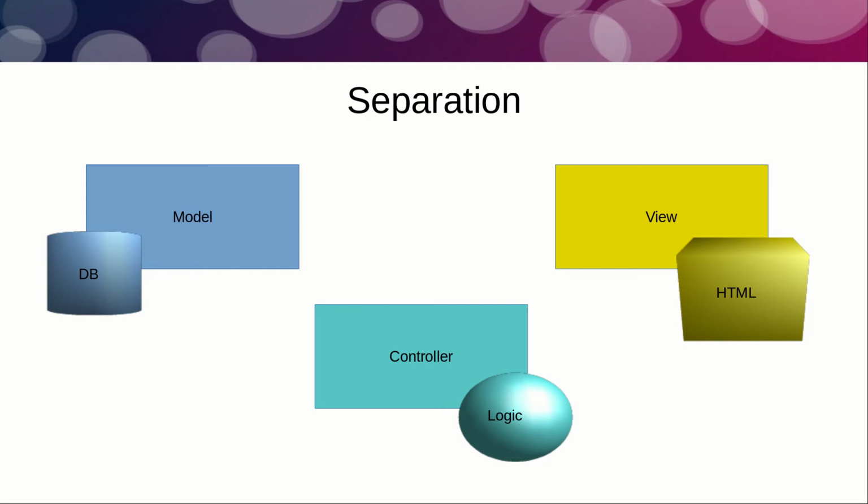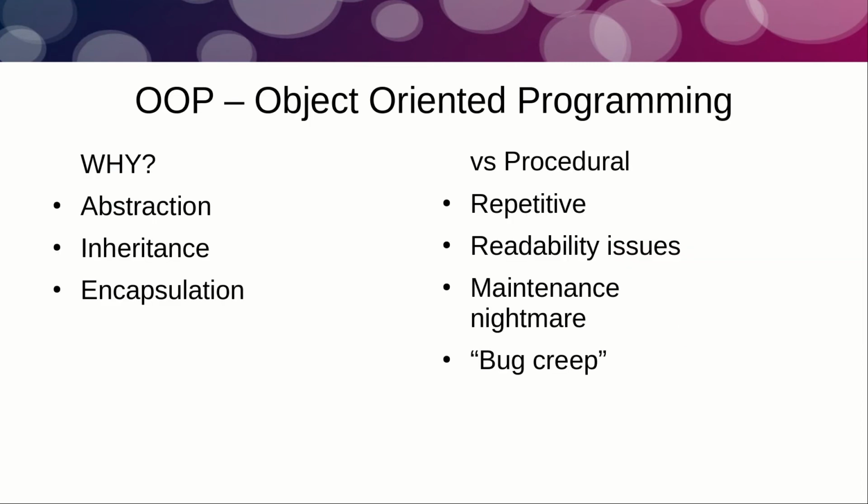Okay, so far for model view controller. So what about OOP? OOP is object-oriented programming. In this case, I have three different columns. Here is my OOP, and this is basically procedural, which would be the opposite of object-oriented programming.